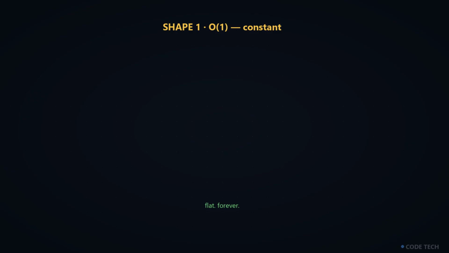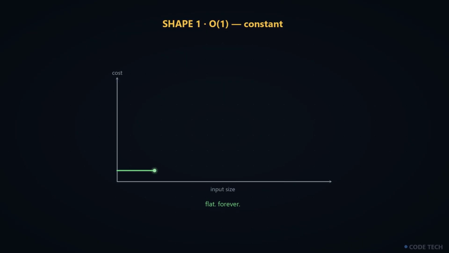First, constant time. O of 1. No matter how big the input, the cost is the same. Looking up a value by its array index. Checking if a number is even. Grabbing the first element of a list. The input can be a phone book or the entire internet. One step is one step.